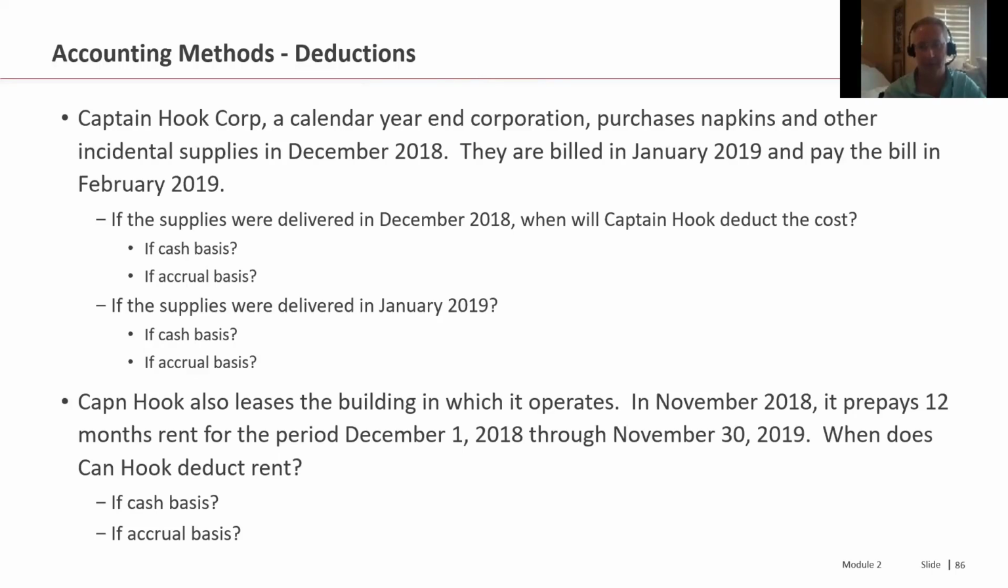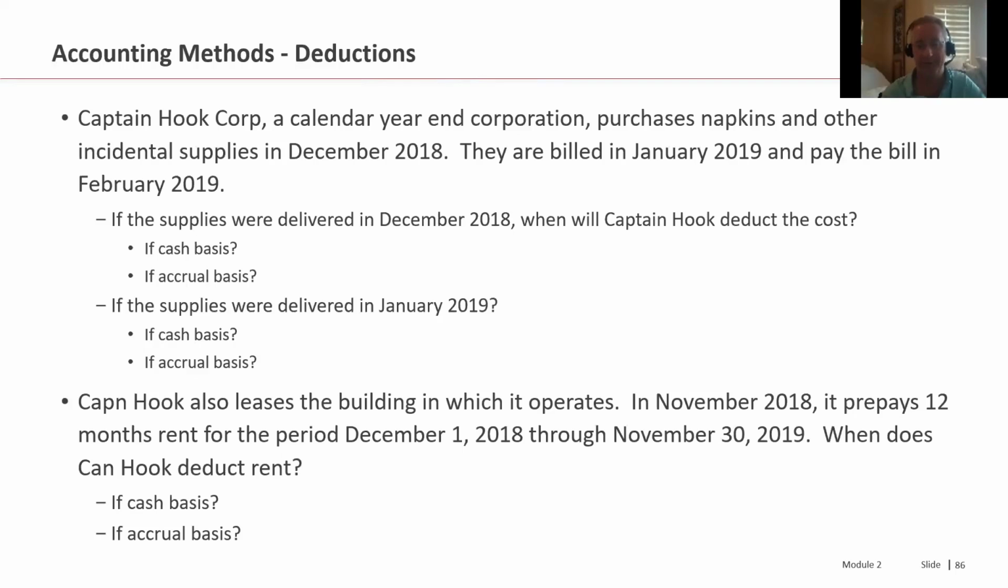Does the 12-month rule apply? Because technically it extends beyond the end of the taxable year, right? So you'd say, okay, well, let's apply the 12-month rule. The 12-month rule says, does it last for more than 12 months? No. Does it extend beyond the end of the year after which I made the payment? So does the rent period extend beyond 2019? No. As a result, I can deduct it under the 12-month rule.